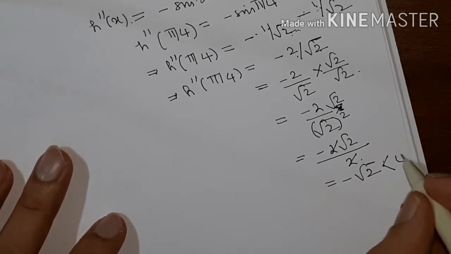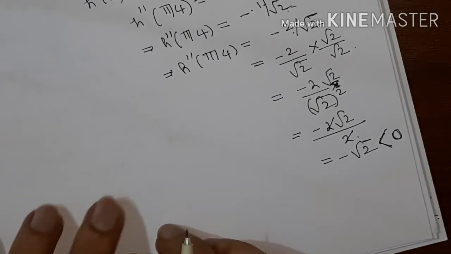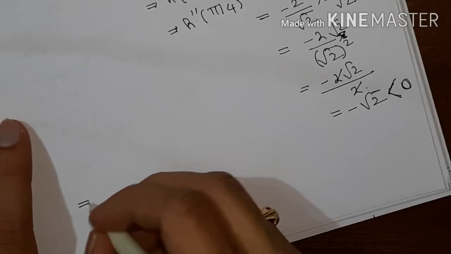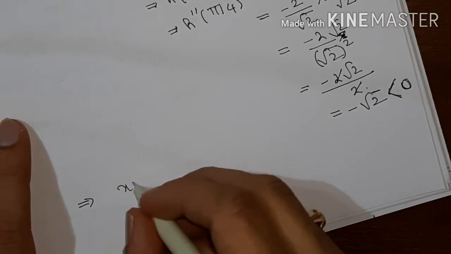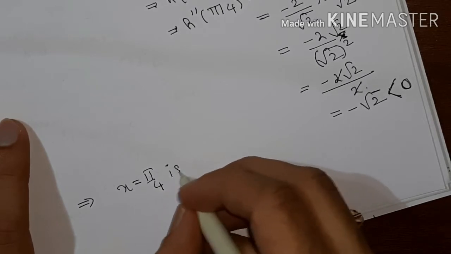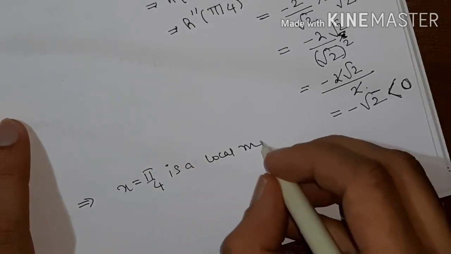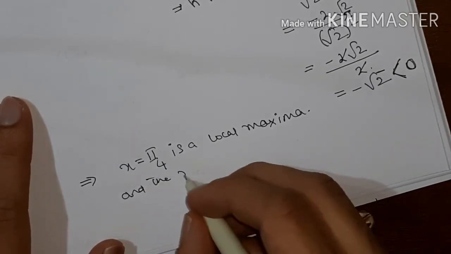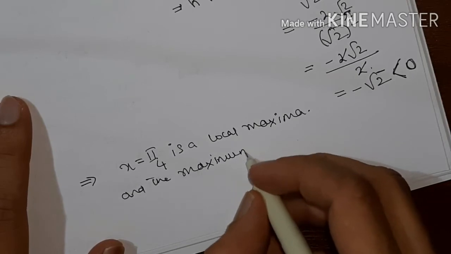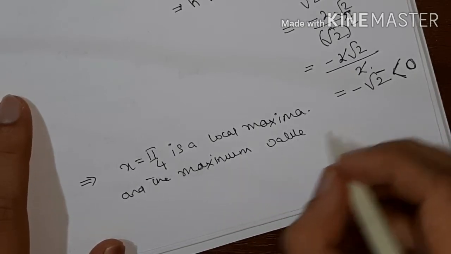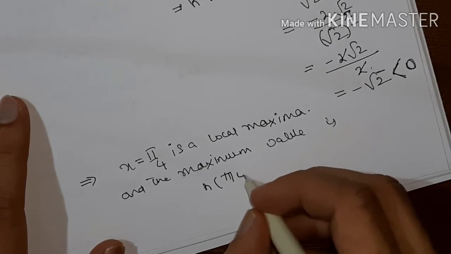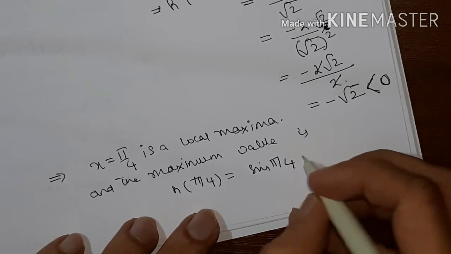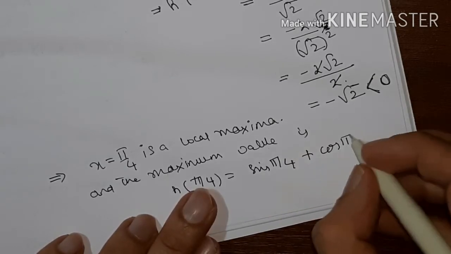Okay, so which is less than 0, right? You are getting double prime of h as less than 0. Okay, so the value x equal to pi by 4 is a local maxima. Okay, and the maximum value is what? The maximum value is h of pi by 4, right? So which is sine of pi by 4 plus cos of pi by 4.